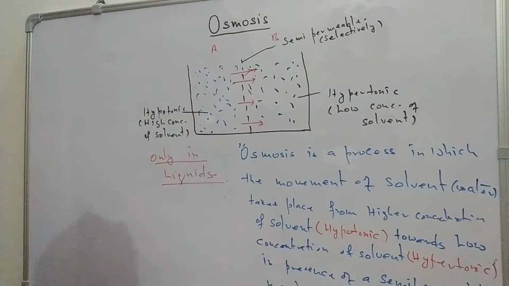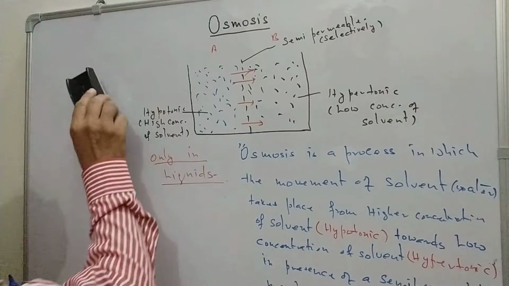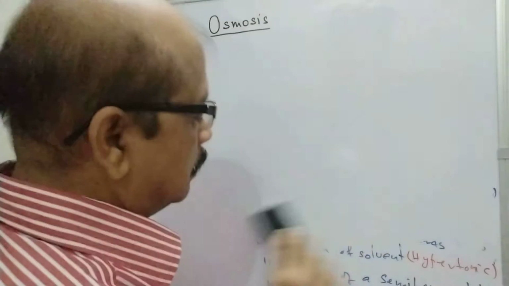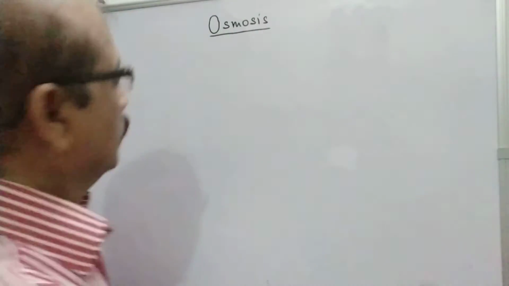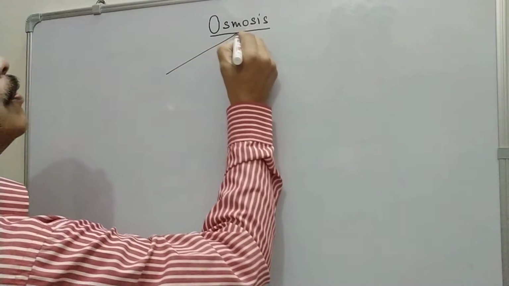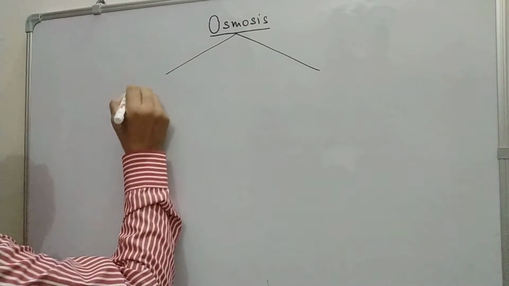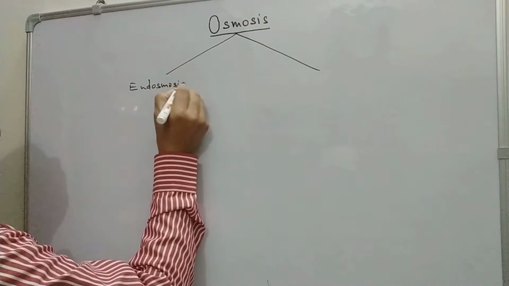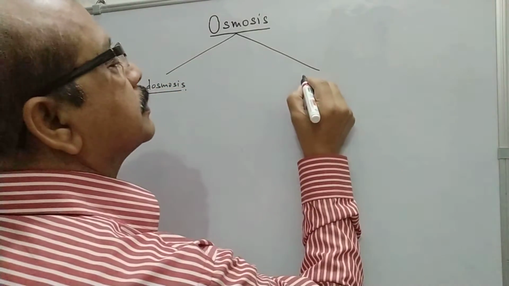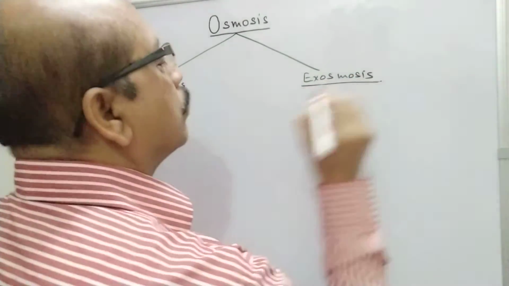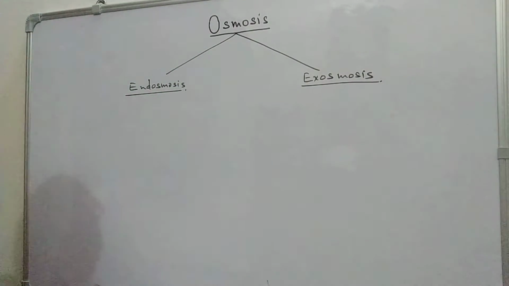Now we will try to understand how many types of osmosis there are. There are two types of osmosis. First is endosmosis, and second is exosmosis. Now, what is endosmosis and what is exosmosis?